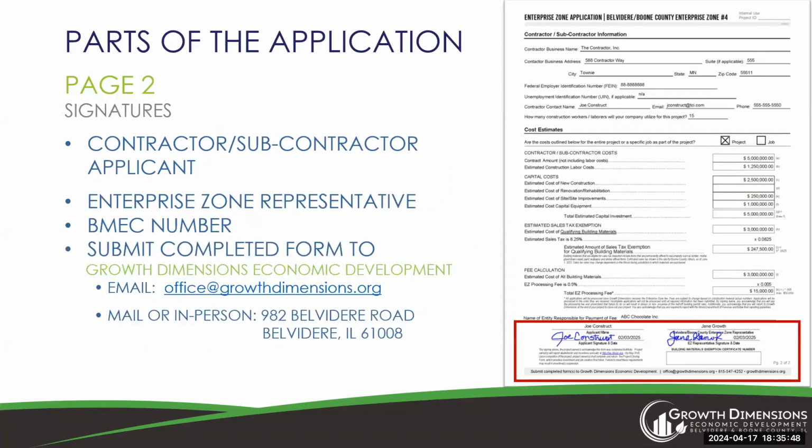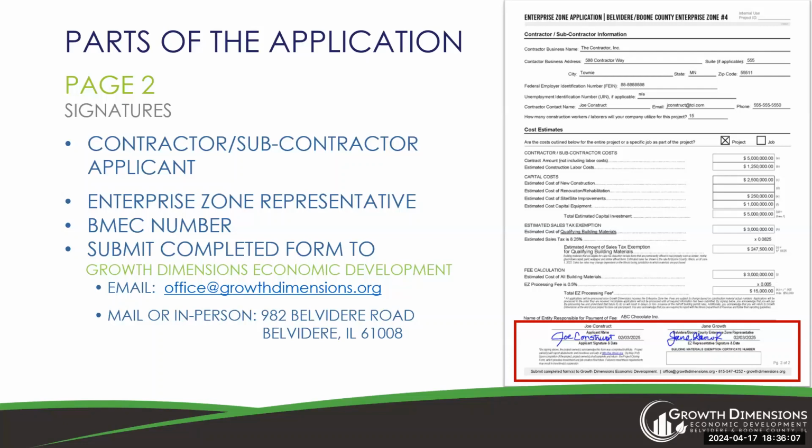Finally, we have come to the end of the application. This is where the contractor or subcontractor will sign and date the application. Once submitted to Growth Dimensions, we will process the application and produce a building materials exemption certificate for the applicant.